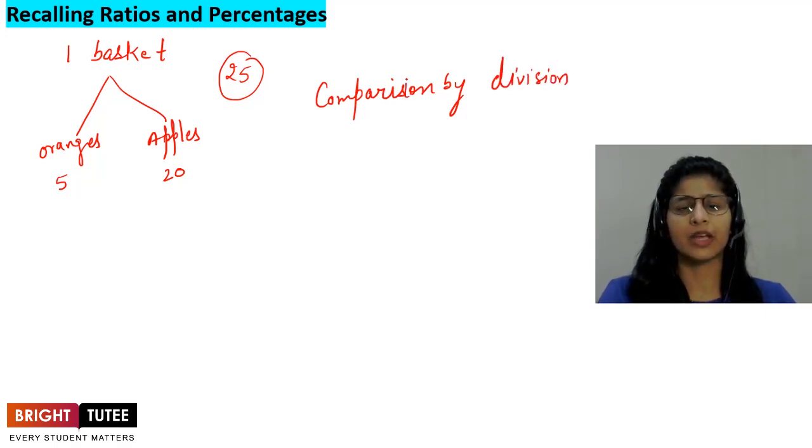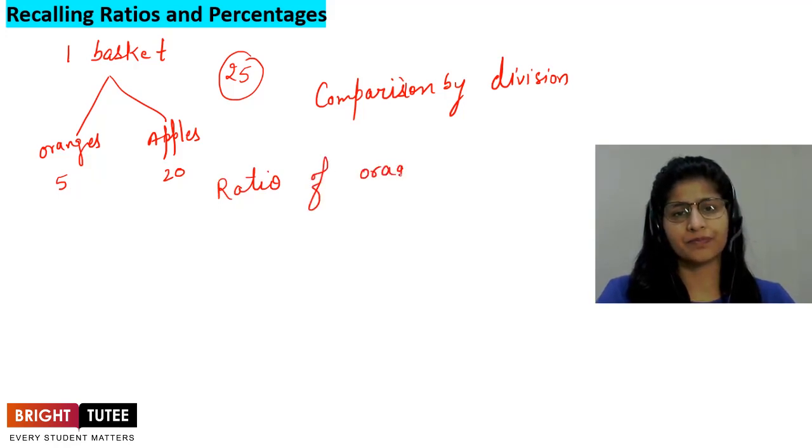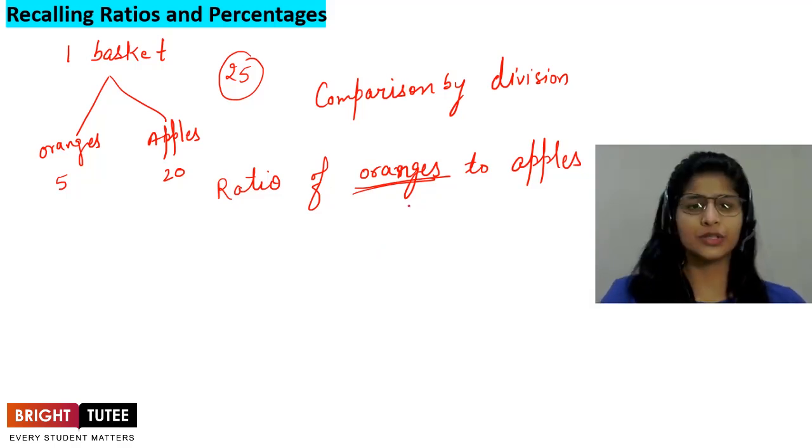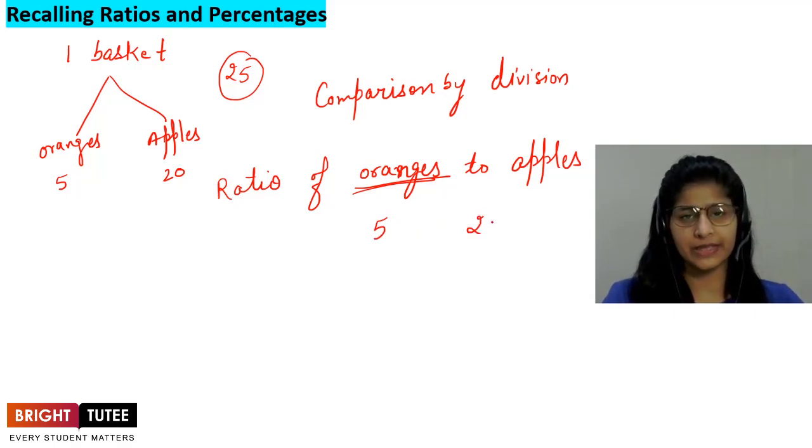Okay, so now see one thing: if I have to find the ratio of oranges to apples, what is the number of oranges? 5. Whatever is first, we have to write that first. Order is really important in ratios. So first, because orange is mentioned first, we write the number of oranges, and then because apples is mentioned next, we write the number of apples, that is 20. What is the symbol for ratio?